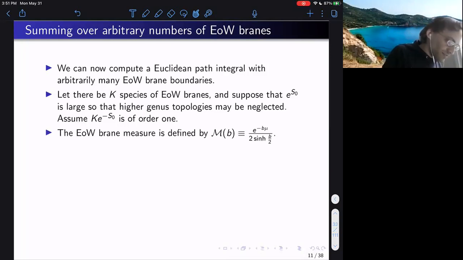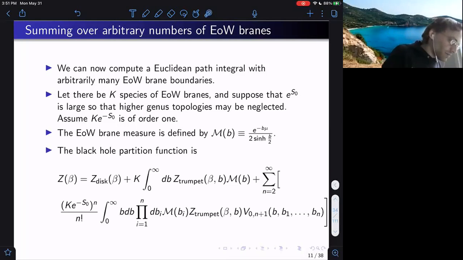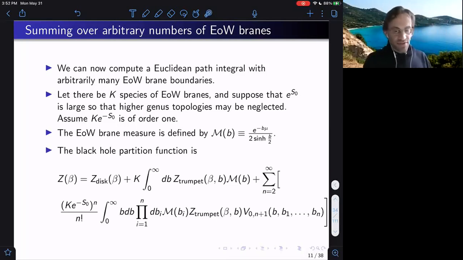As mentioned before, here's the measure for the end of the world brane. Now we want to compute the partition function of a black hole in this theory. It gets a contribution from the disk of pure JT gravity, that's this term. This next term is the trumpet I computed on the previous slide, with one end of the world brane and a factor of k for k species. And now each term in this sum computes the path integral with one AdS boundary and n end of the world brane boundaries.